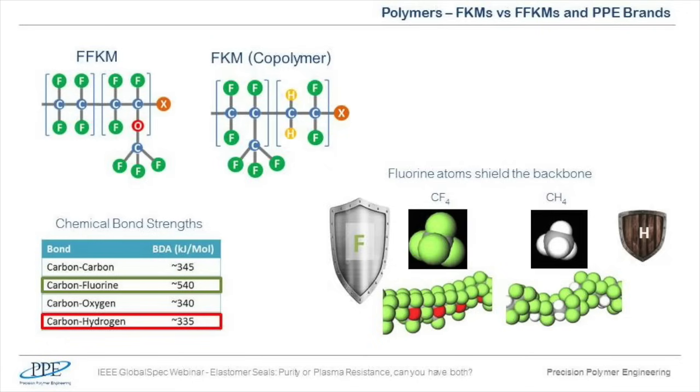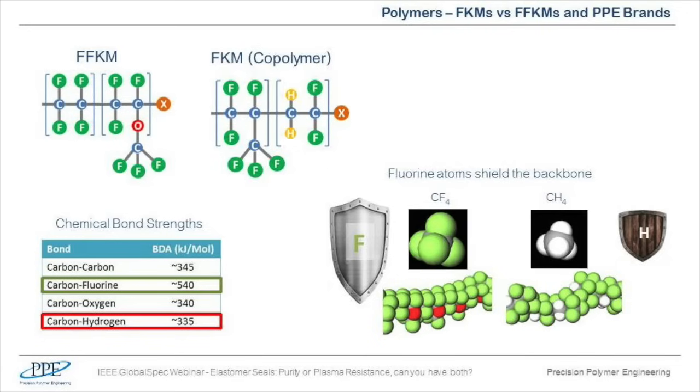On the right-hand side, you see the most basic FKM chemical structure. As you can see, it is very similar to the FFKM structure, but there is a very slight difference. In the FFKM structure, the carbon-carbon backbone is surrounded by only fluorine atoms. In the FKM structure, there are again lots of fluorines, but we also have hydrogen atoms. This is the only difference between them, and part of the chemical inertness comes from various bond strengths.